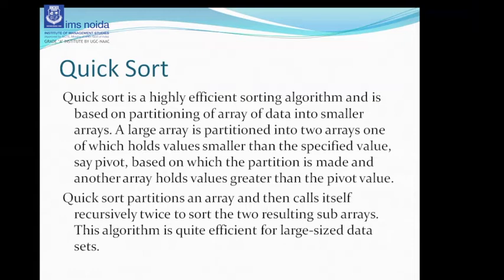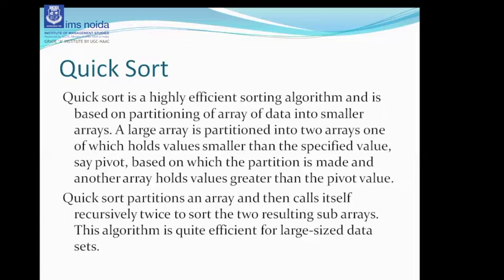A large array is partitioned into two arrays, one which holds the smaller elements than the specified value, which is called the pivot, and the other portion holding the greater values than the pivot value. So the array is divided into two parts. Quicksort partitions an array and calls itself recursively twice to sort the two resulting subarrays. Definitely, it's a recursive algorithm, and it is quite efficient for large size data sets.